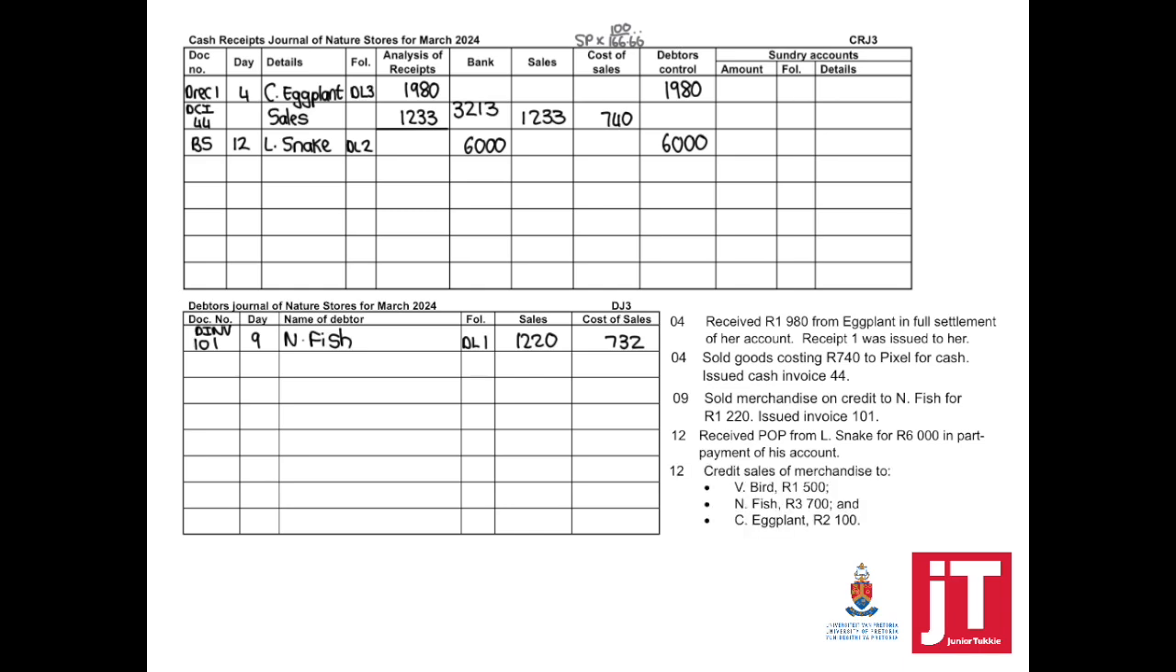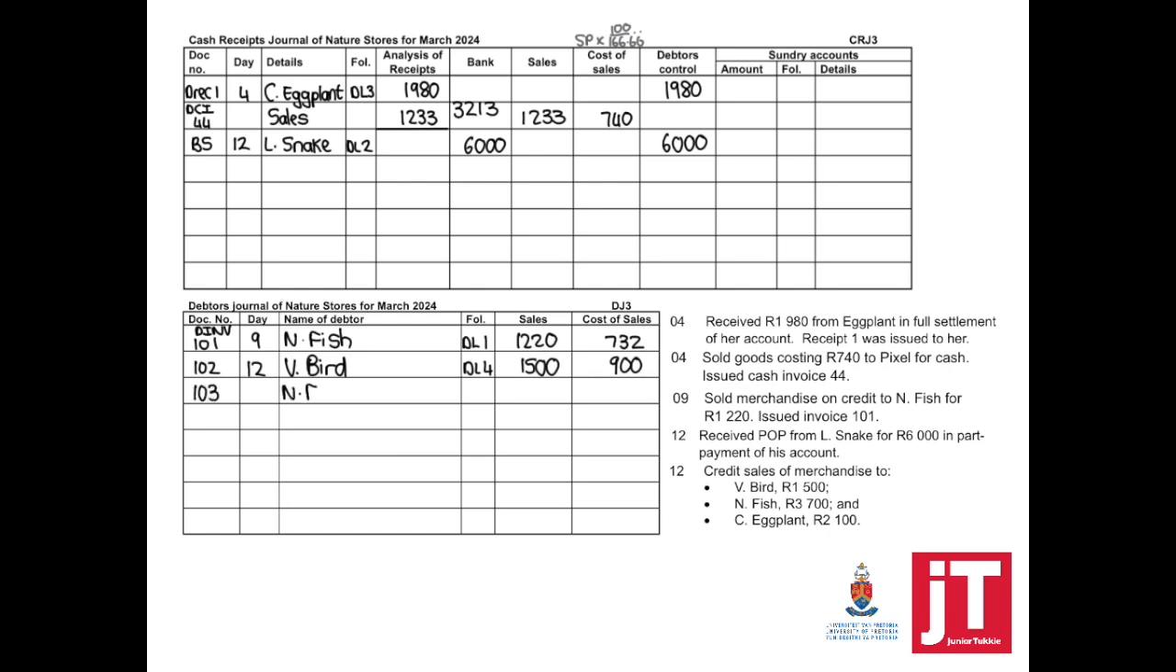On the same day, day 12, credit sales of merchandise. So there's a number of items that were sold on credit. The first one is V Bird. So we start with the source document number 102, day 12, name of debtor, V Bird, debtors ledger number 4, selling price 1,500 goes into sales. Calculate the cost using the selling price times 100 divided by 166.66 recurring.